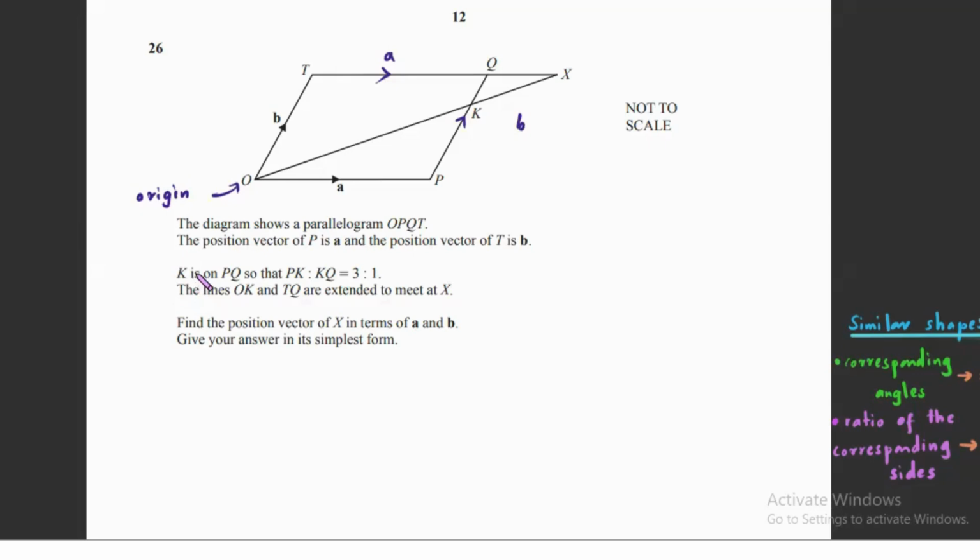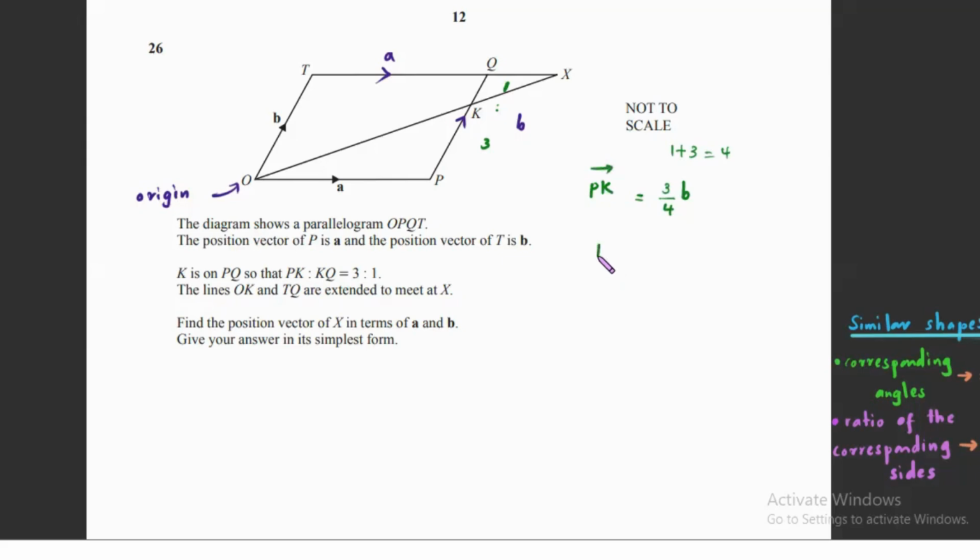And in the question, K is on PQ, so that PK to KQ is given as 3 to 1. That means, with 3 to 1, the ratio I'm going to write it here, this total vector that I have from P to Q needs to be split into 4 portions, and 3 portions out of it are going to be from P to K, and 1 portion of it will belong from K to Q. So I'm going to mark that as well. When we add this 1 and 3, it is a 4. So 3/4 of B will be equal to P to K.